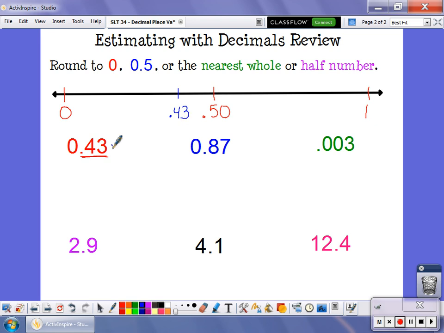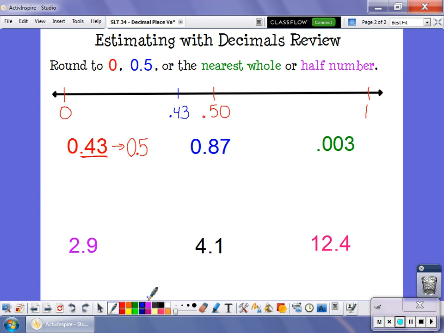If I were going to estimate or round with this number, I want to think about, is it closest to 0, is it closest to half, or is it closest to 1? And I would say this is closest to a half, so I would estimate or round that this is close to half. Now I put that 0 there, but we don't need it. This is half. Those two numbers were equivalent.